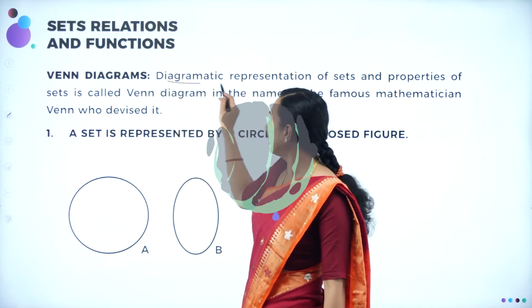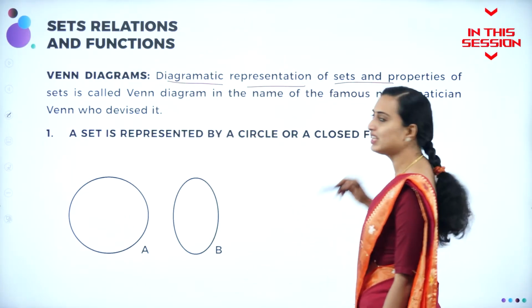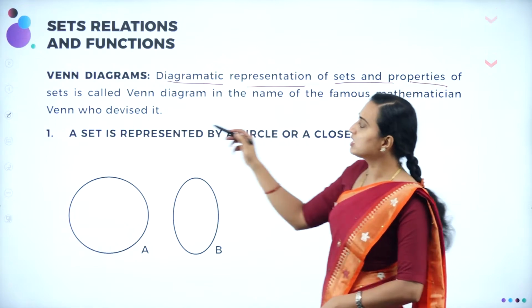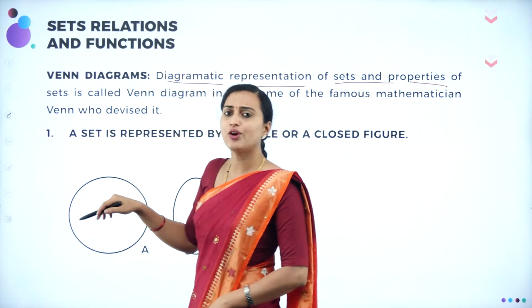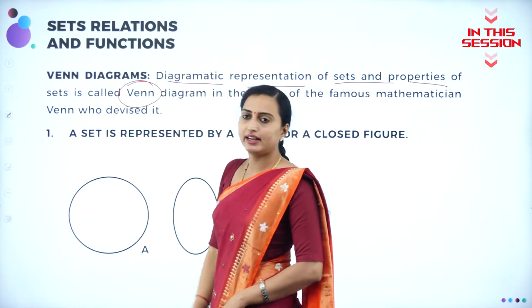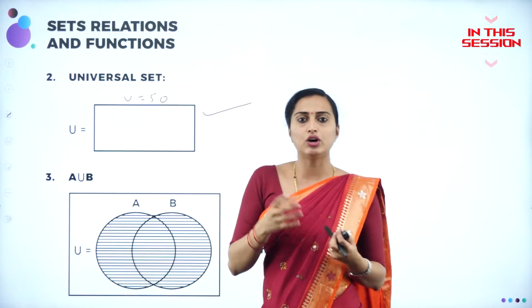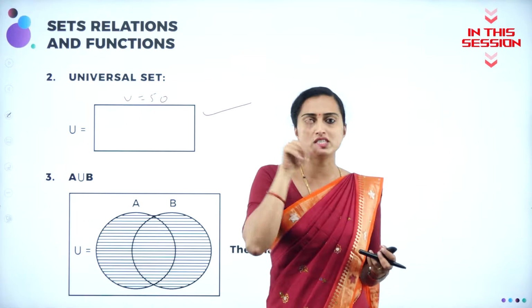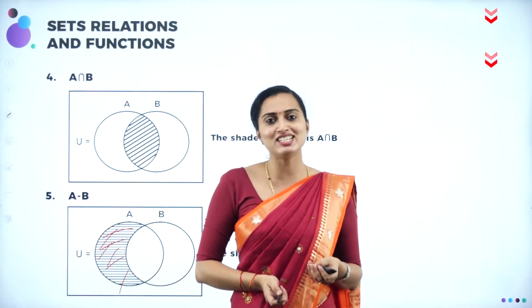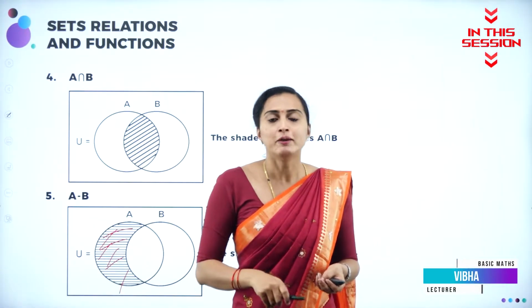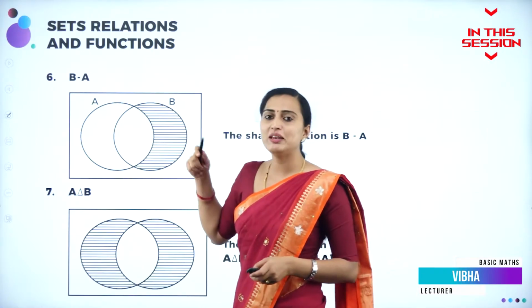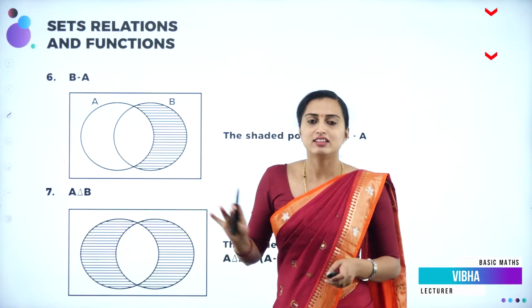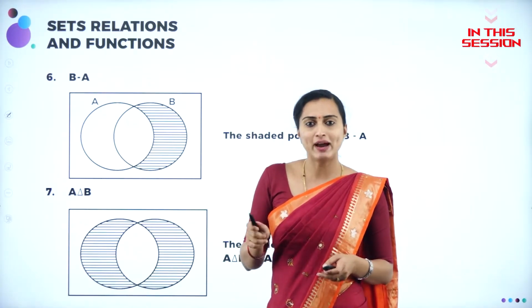It is a diagrammatic representation of the sets and the properties of sets, which is nothing but the Venn diagram. Under the universal set, you are going to get the set A and the set B, which is written in the form of a circle. Then can you guess, dear students, what is B minus A? B minus A means the elements which are in B but not in A. That is going to be known as B minus A.